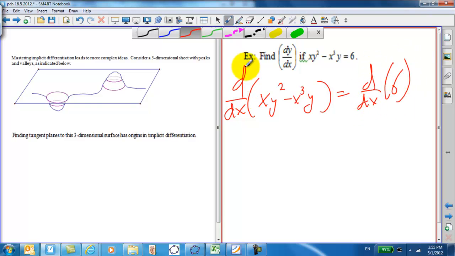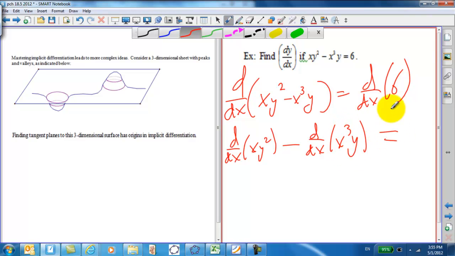And notice I put it on the left. I'm not multiplying both sides by d over dx. I'm taking the derivative of the left side with respect to x and the derivative of the right side with respect to x. We can distribute the derivative idea over subtraction. So the derivative with respect to x of xy squared minus the derivative with respect to x of x cubed y equals the derivative with respect to x of 6, which is just 0.